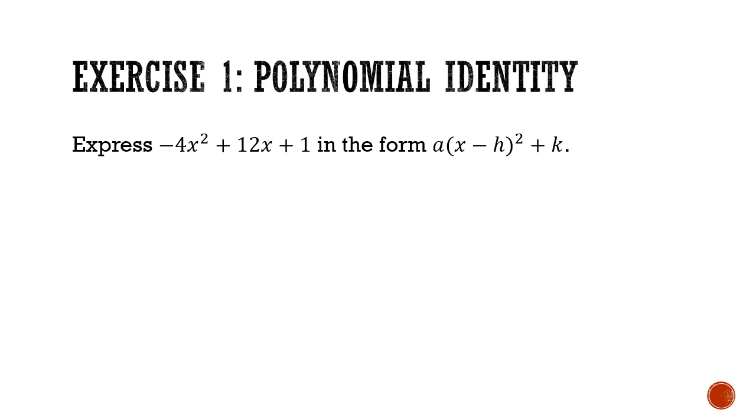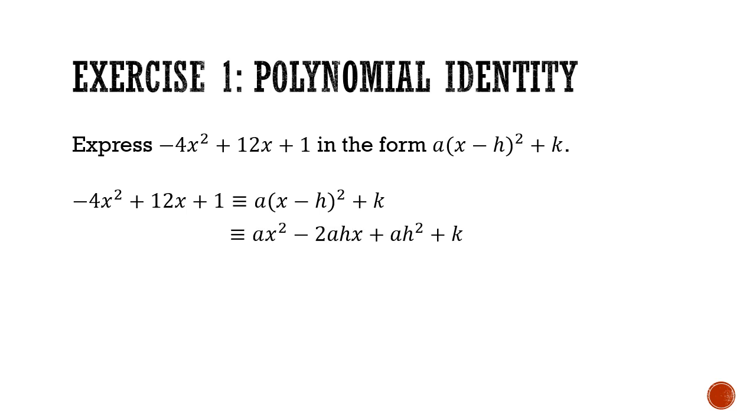But why on earth are we completing the square in this polynomial chapter? Well, it turns out there is another way to do this using polynomial identities. Since both the forms are equivalent, we have an identity, meaning that if we expand, we get ax squared minus 2ahx plus ah squared plus k on the right hand side. These two forms are equivalent, so the coefficients are equal. So we can compare the coefficients.